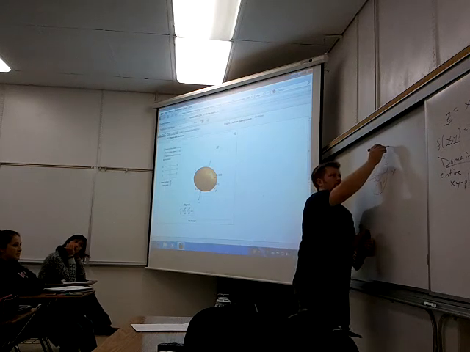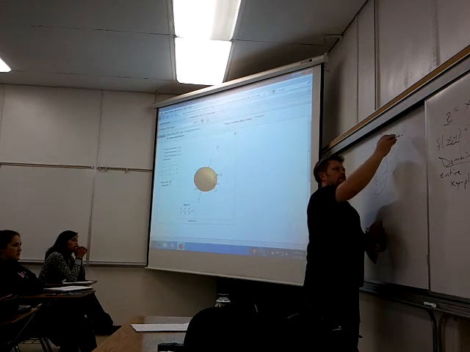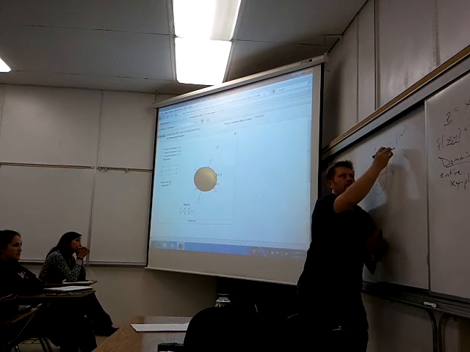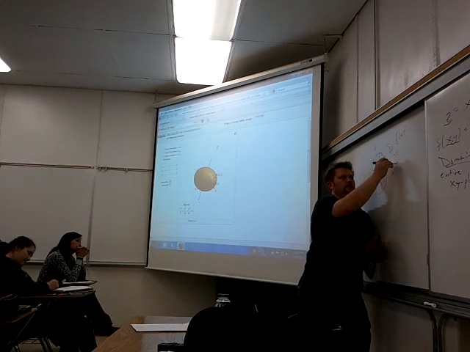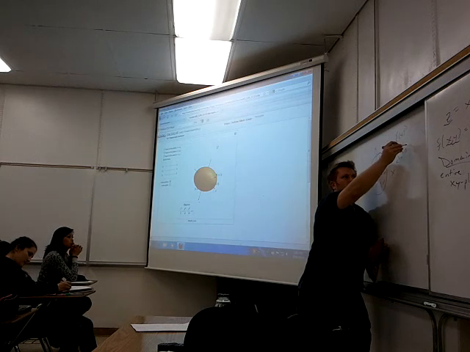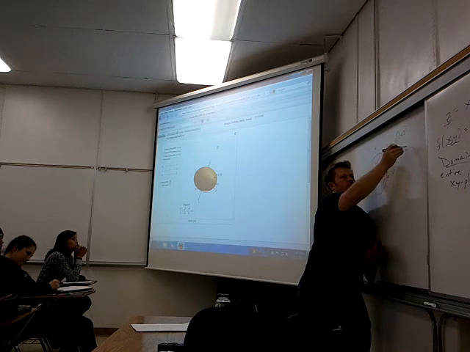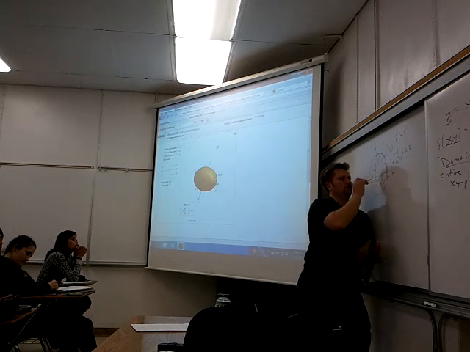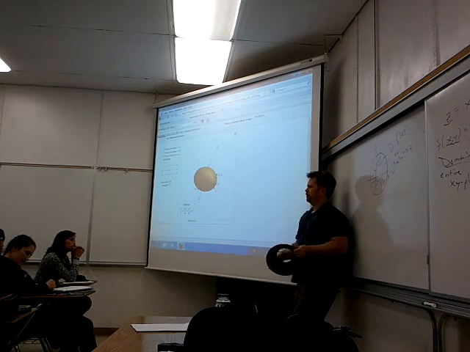My domain is all the XY points such that, let me see if I can make this make sense, X squared plus Y squared is less than or equal to, let's say, 2, but greater than or equal to 1. Is that cool? So it's in between those two circles.